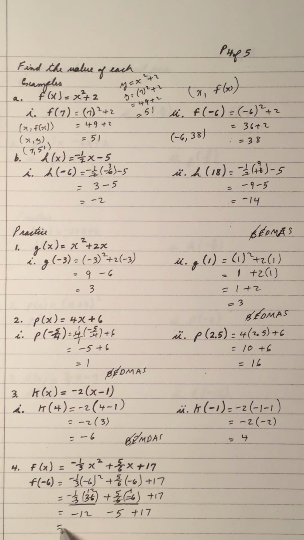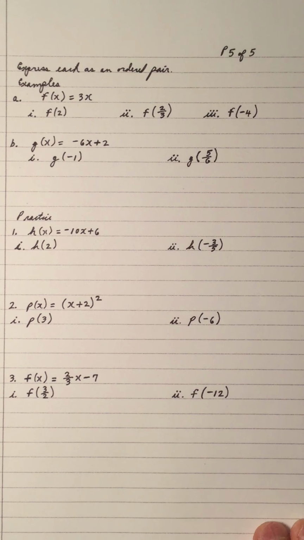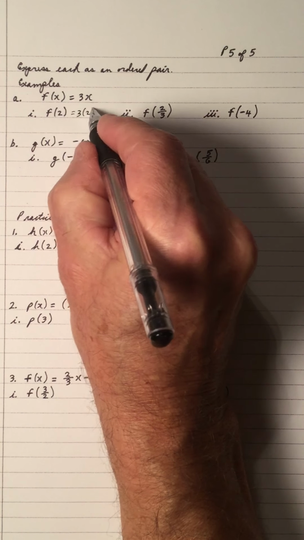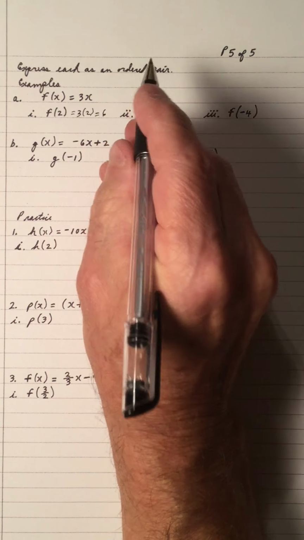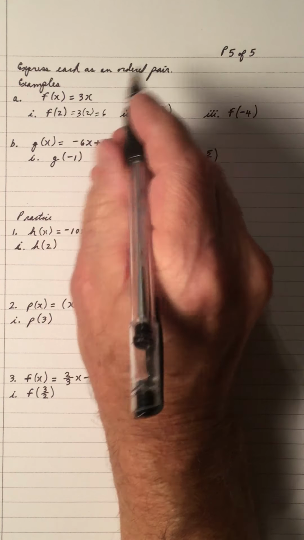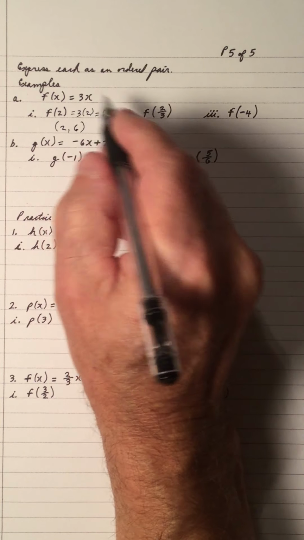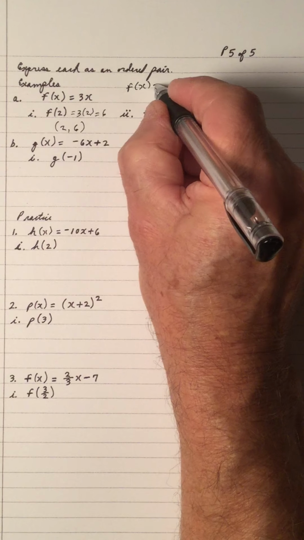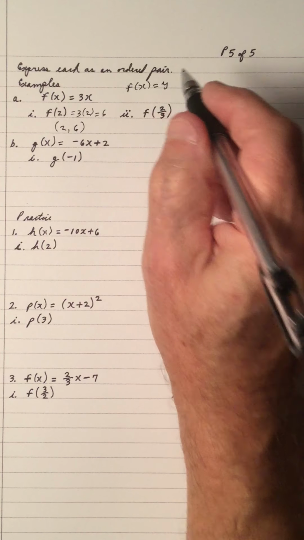Let's continue. Now, same thing again, only a little bit more to it, just to drive it home. Express each as an ordered pair. Well, if the f of x equals 3x, and if the f of 2 is 3 times 2, and that's a 6. So as an ordered pair, x is 2, and the f of x is 6, because the f of x is your y. Remember, the f of x is your y.